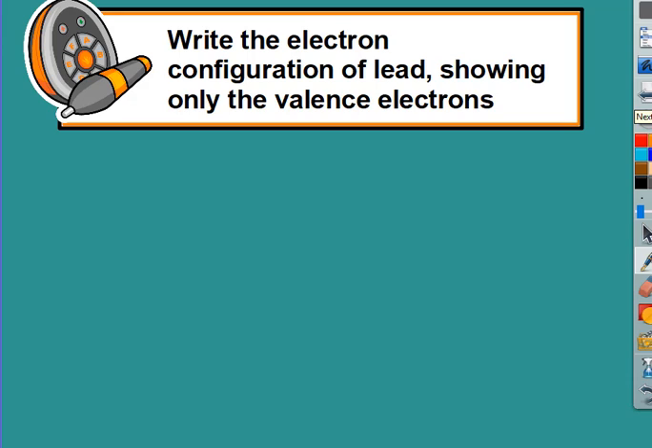This one, it says showing only the valence electrons. Remember, valence electrons are going to be your outer electrons, so your outer s and p. So I would suggest writing your shorthand electron configuration and then writing the valence electrons. So what that means is if I wrote the configuration for lead, we did that a few minutes ago in the shorthand. We had xenon and then 6s2, 4f14, 5d10, 6p2.